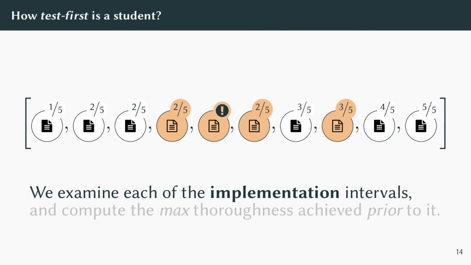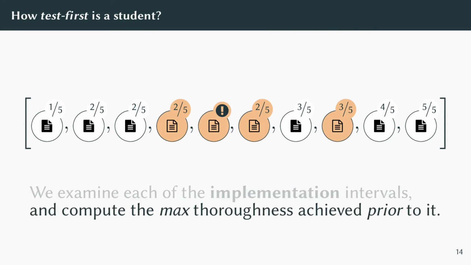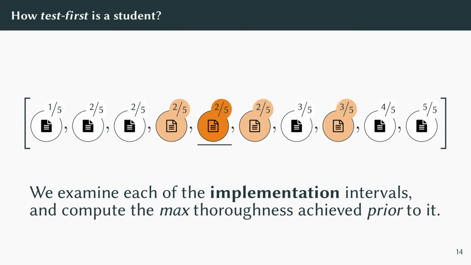We begin by examining each of the intervals in which they edited their implementation, and compute the peak thoroughness they achieved prior to that interval. By the time this student began their implementation, their thoroughness score was already 2 out of 5. Occasionally, a student, like this one did, might encounter an error, or rarely their thoroughness score might dip because they commented out a test case. We ignore these blips and always look at the maximum thoroughness the student achieved prior to that interval.